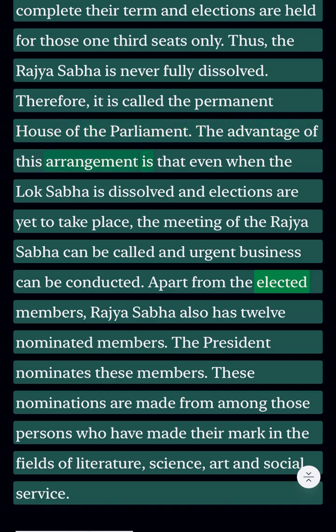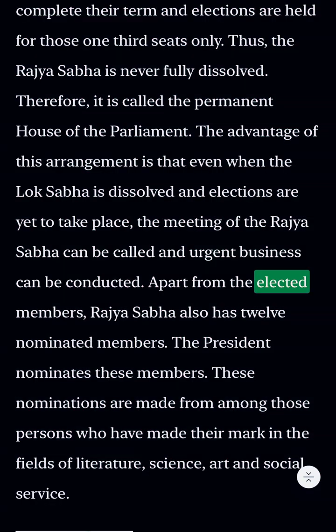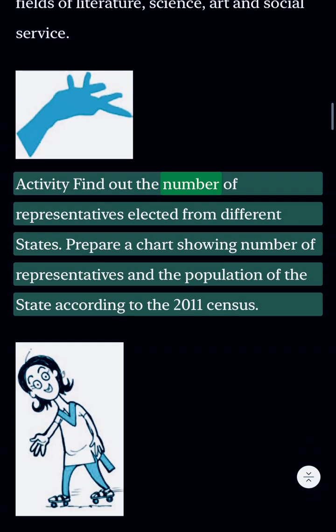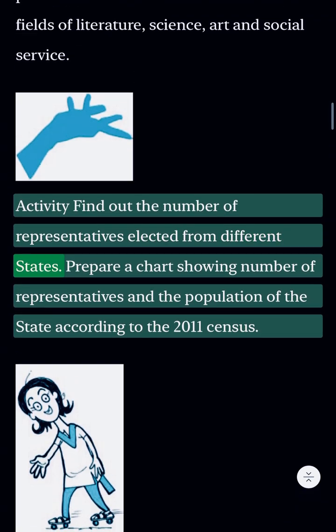The advantage of this arrangement is that even when the Lok Sabha is dissolved and elections are yet to take place, the meeting of the Rajya Sabha can be called and urgent business can be conducted. Apart from the elected members, Rajya Sabha also has 12 nominated members. The President nominates these members. These nominations are made from among those persons who have made their mark in the fields of literature, science, art, and social service.